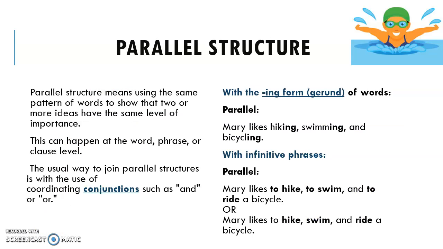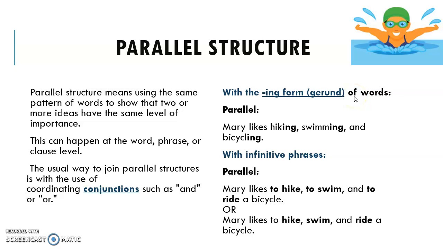The last question has to do with some grammar, with parallel structure. We didn't talk a lot about parallel structure in our enrichments, but it is a grammar piece that we do need to know. Parallel structure means using the same pattern of words to show that two or more ideas have the same level of importance. This can happen at the word, the phrase, or the clause level. The usual way to join parallel structures is with the use of coordinating conjunctions, such as and, or.